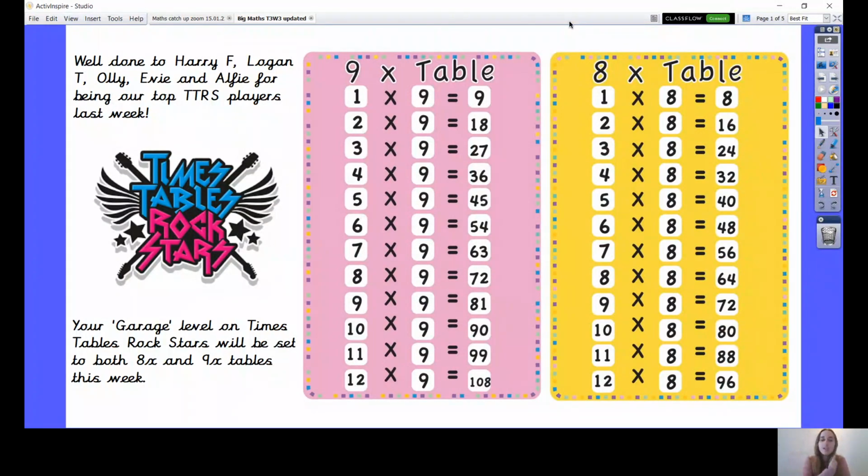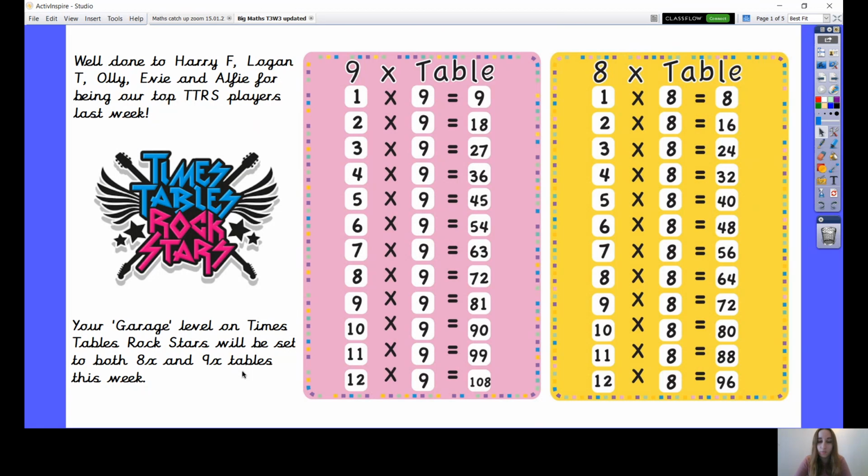We're not going to do a times table practice lesson this Monday with a new times table, but I just want you at home to be practicing your 9 times table and your 8 times table, which we've been working on over the last 2 weeks. So this week your garage level on Times Table Rock Stars will be set to both the 8s and 9s, for you to consolidate your skills with those. So make sure you get some practice in this week.